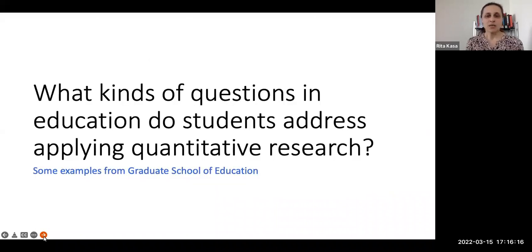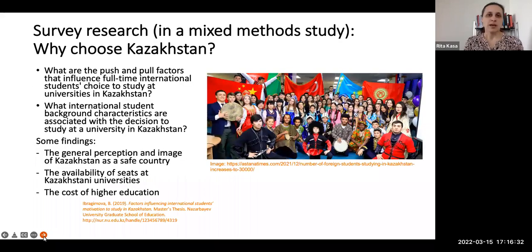Now, let me move to types of questions that students in education at GSE address applying quantitative research. And these are just some examples. Mostly our students use survey research. And here is one example of a mixed methods study, mixed methods research designs, which include partly quantitative elements and qualitative elements. So these are quite commonly practiced among our students at GSE, but the quantitative element typically is based on survey research.